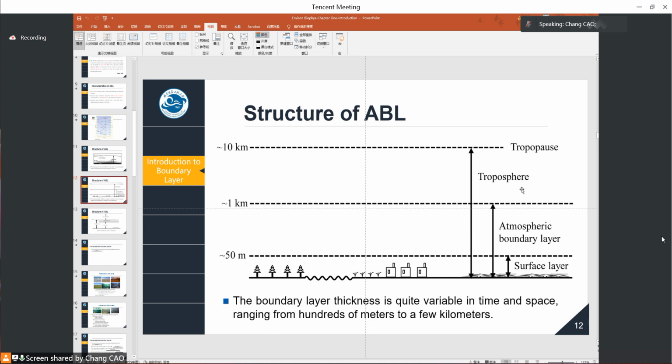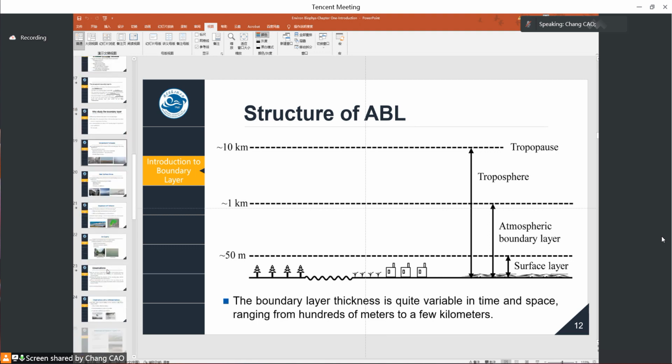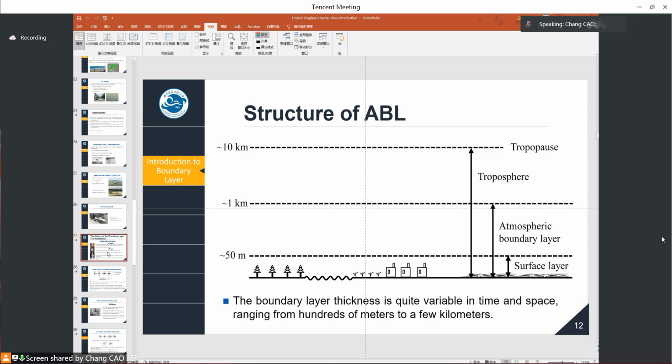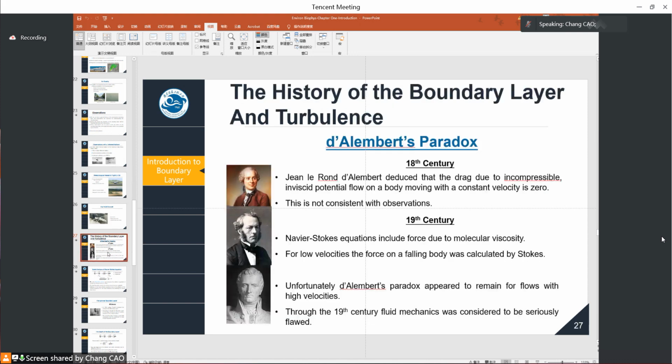No question? Okay, so if you do not have any, let's just continue. In the last week, we already talked about the history of boundary layer and turbulence.